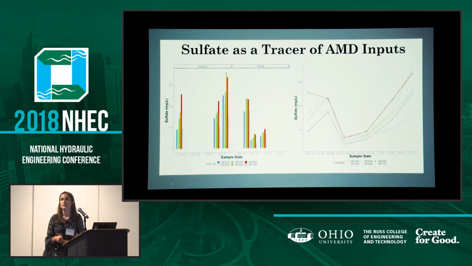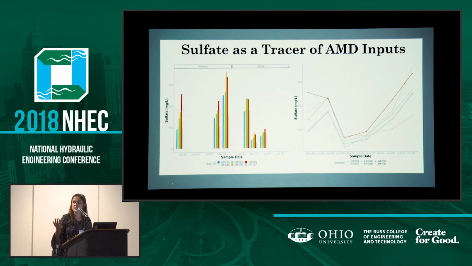Sulfate is interesting because sulfate is a nutrient, but in acid mine drainage streams, it's present in such high quantities that we actually use it to trace how far the acid mine drainage is traveling and when you're getting inputs from that underground mine. It doesn't change form in treatment either, so it's really good for tracing that.